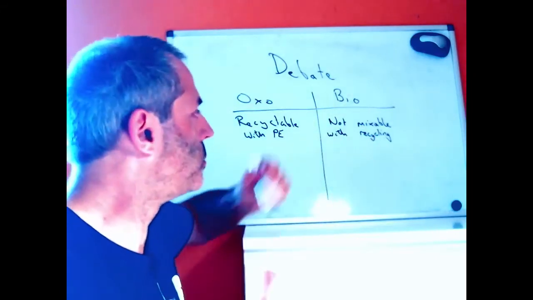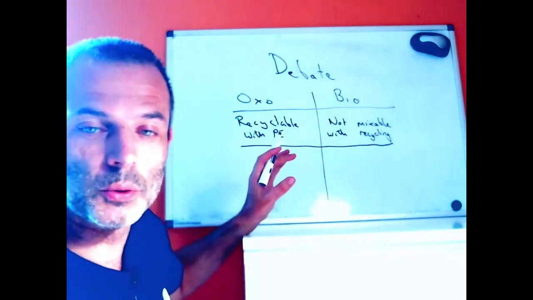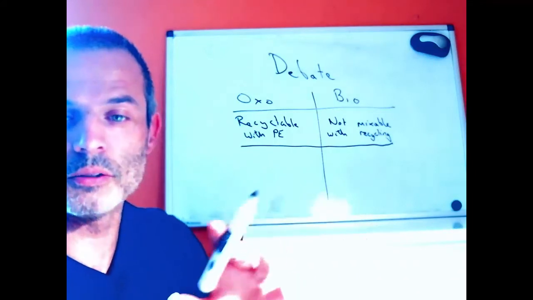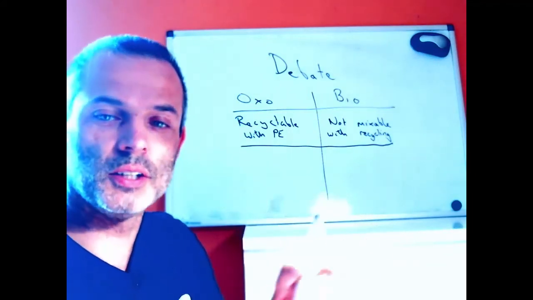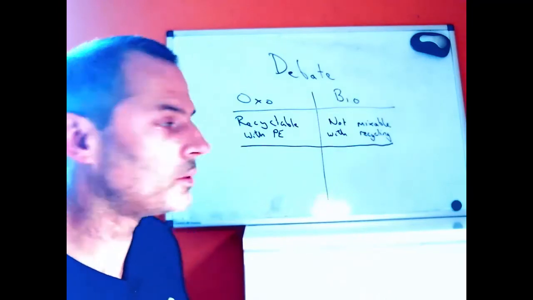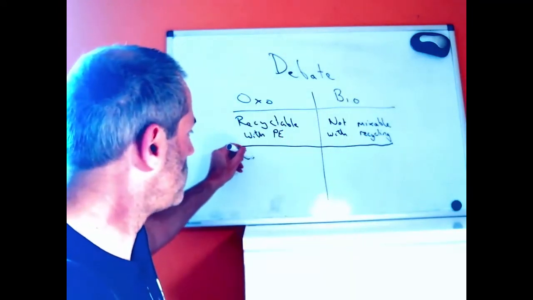The oxo-degradable polymers, all we have to do is vary the amount of additives that cause them to degrade faster, and the other additives, the antioxidants, that make it degrade slower. So easy-ish to control, can be controlled.